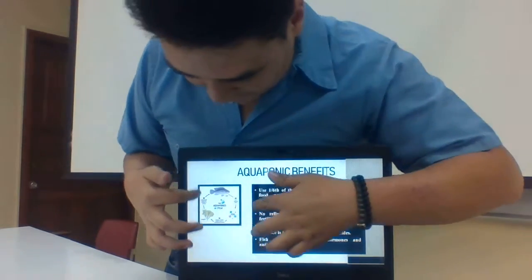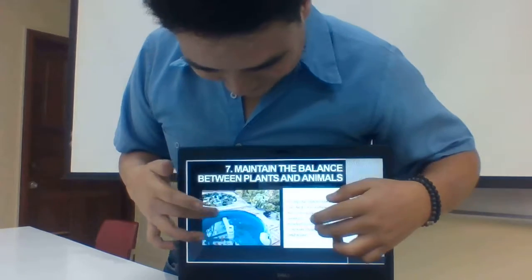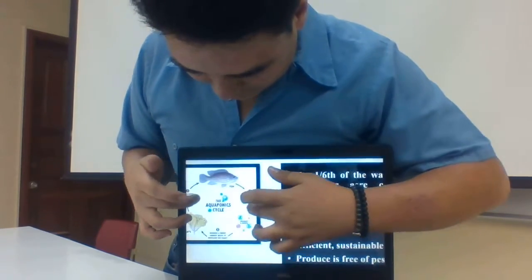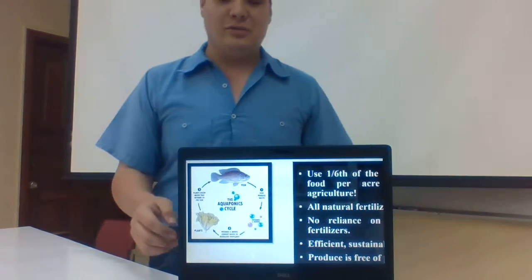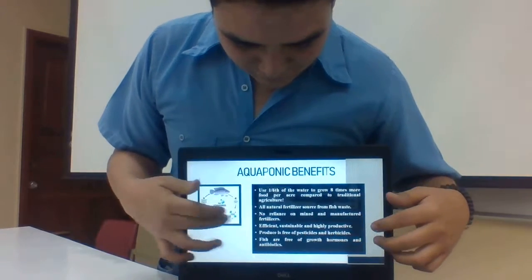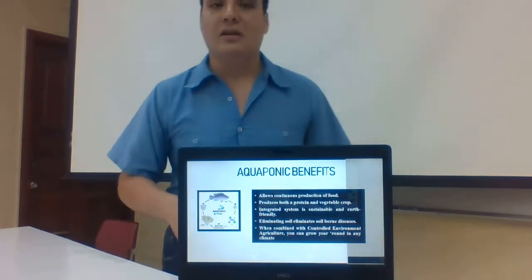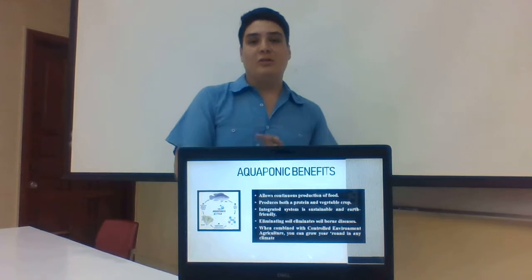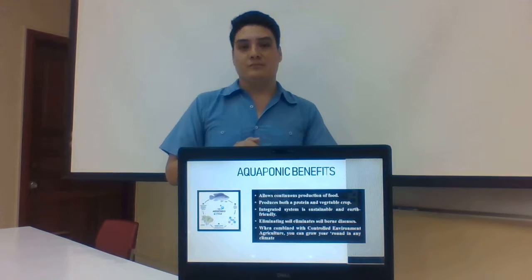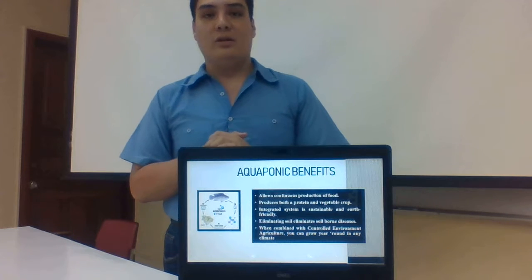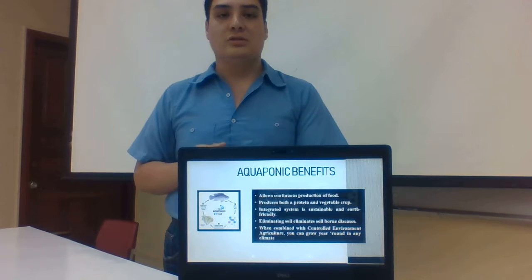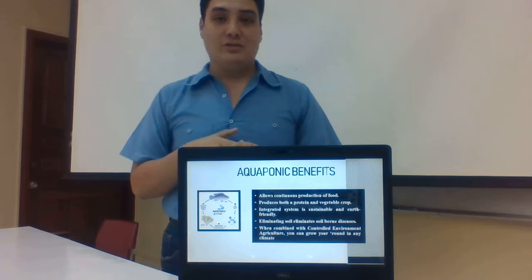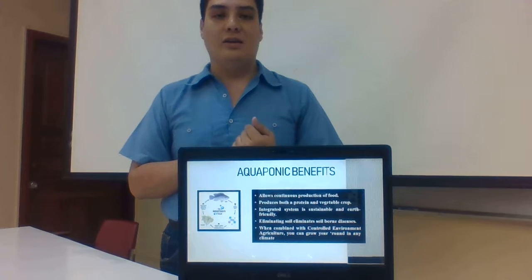We can see in the image that this is the system. It allows continued production of food, both protein and vegetable crops. The integrated system is sustainable and eco-friendly.